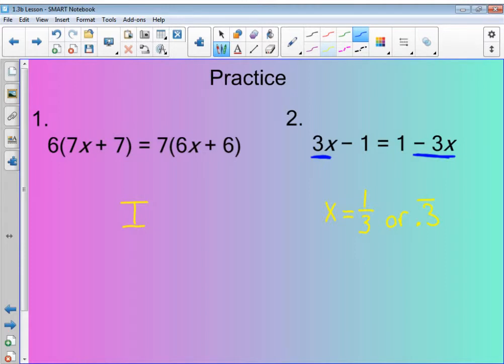Just because this lesson is introducing no solution versus infinite solution, you still are going to have some problems in there where you're going to get a solution. So don't look really quick and say, oh, they're both 3's, they're going to cancel out. Pay very close attention. Sometimes you will get a solution.